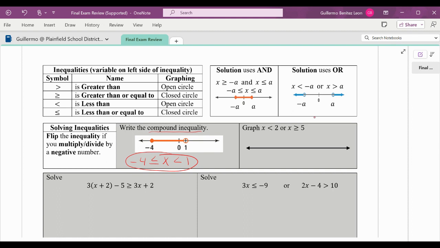Next one wants you to graph. This is an OR, so it's going to be shaded outwards. Again, you don't need to put all the numbers, you just need to put the numbers that you see, so 2 and 5. At 2, I have an open circle because there's no bar underneath. At 5, I have a closed circle. OR means outwards, so I'm going to shade outwards.